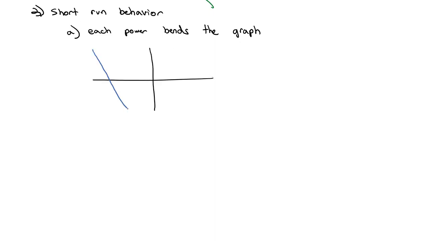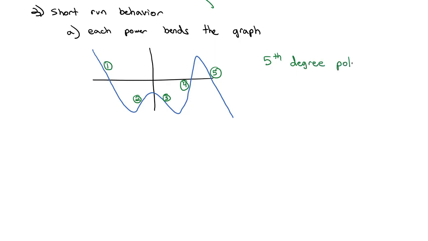If I have a graph that comes in, maybe bends up, comes back down, bends up, comes back down, and I wanted to know what the degree of this polynomial is. Well, I know that we're entering from one side. That's my first degree. Then when I bend up, that's our second degree. Then it bends down, that's the third degree. Then it bends up, that's the fourth degree. And then it bends down, that's a fifth degree. So that tells me this graph is a fifth degree polynomial.